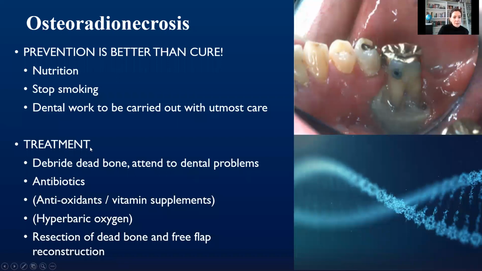So if you have osteoradionecrosis, the treatment is to refer them usually to maxillofacial surgeons who debride dead bone, and dentists to attend to any dental problems. We sometimes need to give them antibiotics, sometimes for long courses of antibiotics. I'm not sure what the benefit is of antioxidants and vitamin supplements, but people sometimes give them.